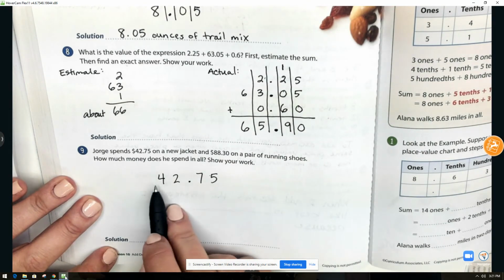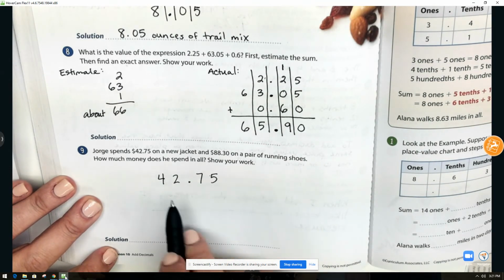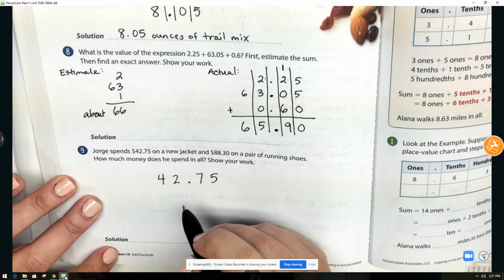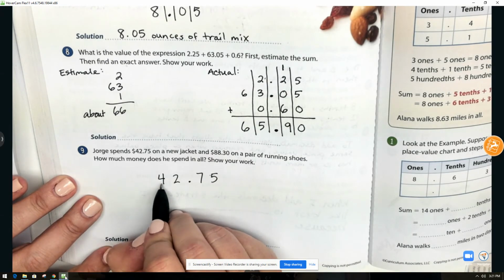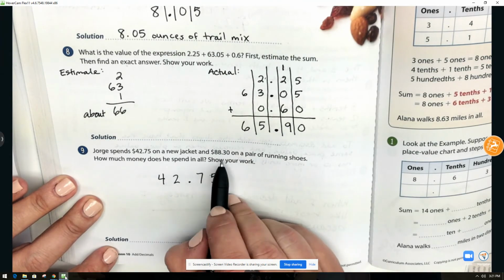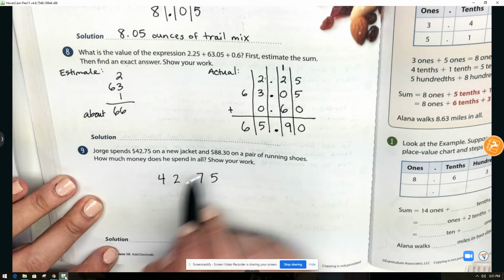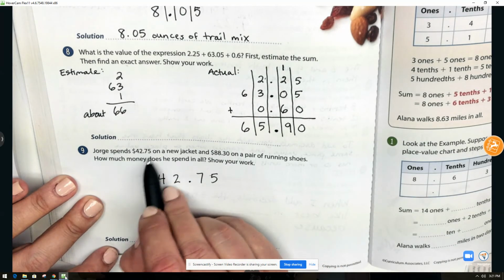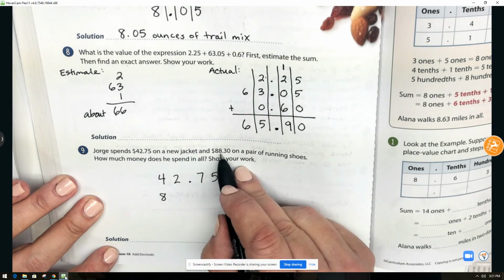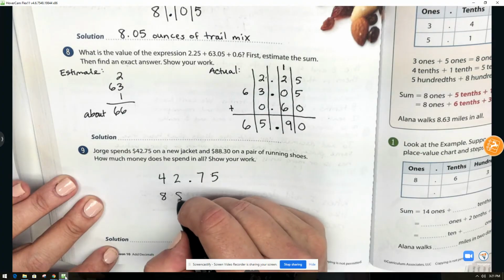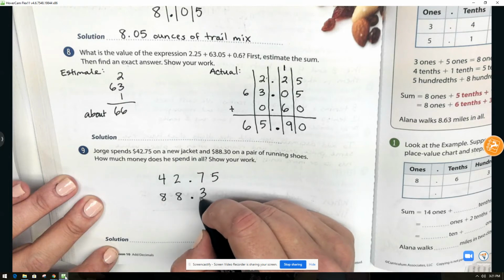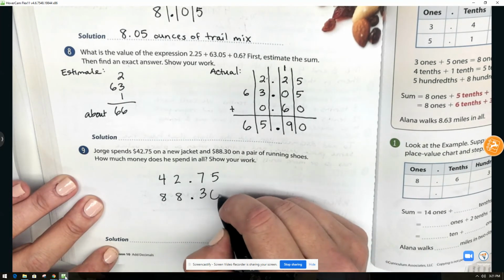And we're going to start with our $42.75. Now, do you notice how I kind of write these far apart from each other? I find that when I write them far apart from each other, it really helps me to line up my place values. So I have my tens, my ones, my decimal points, my tenths, and my hundredths. Now I'm going to line up this $88.30 right underneath this $42.75. So I have 8 in my tens place. I have another 8 in my ones place. I have a decimal. I have a 3 in my tenths. And then I have a 0 in my hundredths.